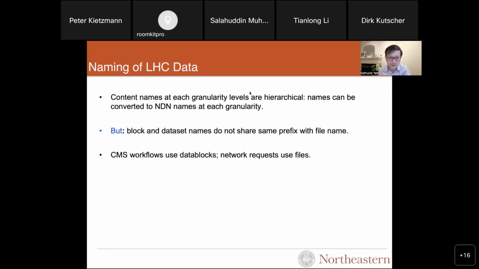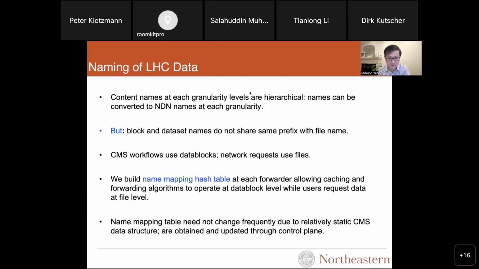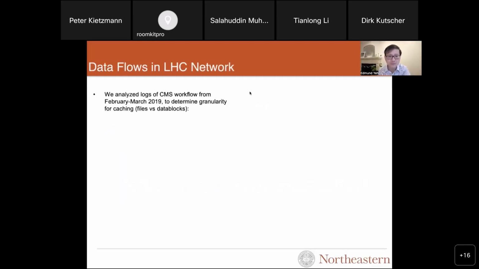So the issue here is that CMS workflows use data blocks while the network requests use files, and therefore we have had to build a name mapping hash table at each forwarder, allowing caching and forwarding algorithms to operate at the data block level while users request data at the file level. There is a certain mapping that has to be developed in order to mediate between the names at these two different levels. Now, this name mapping table need not change frequently due to the relatively static CMS data structure, and it can be obtained and updated through the control plane.